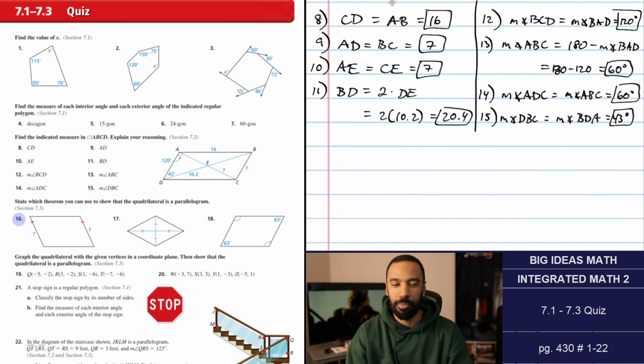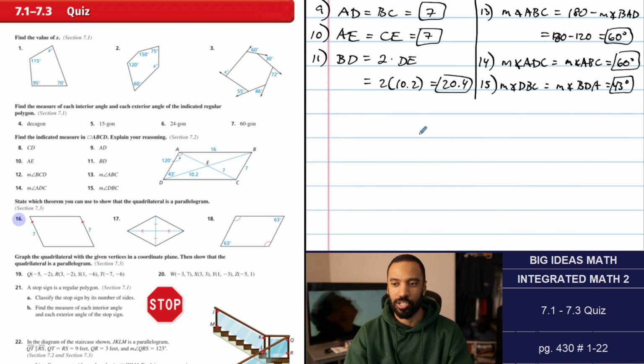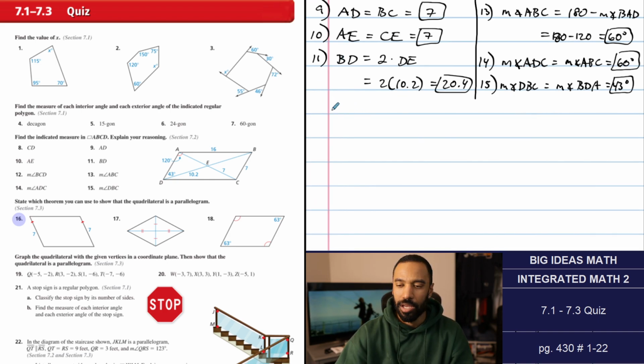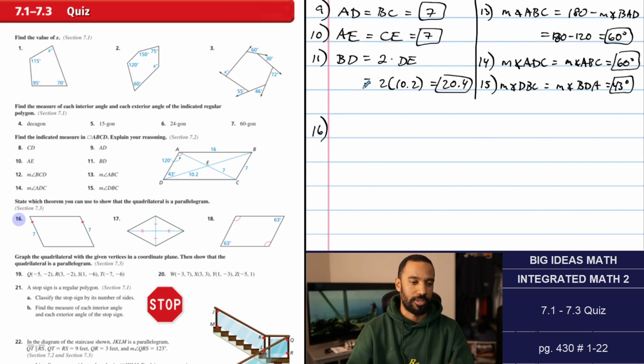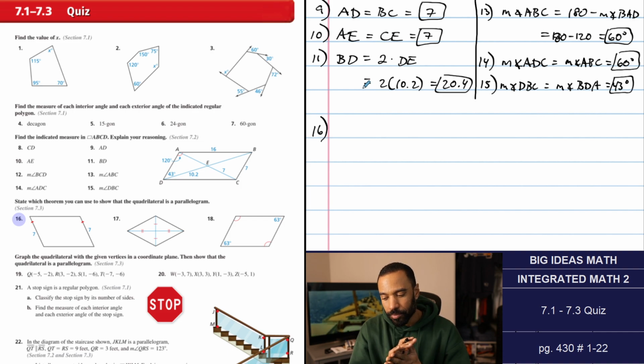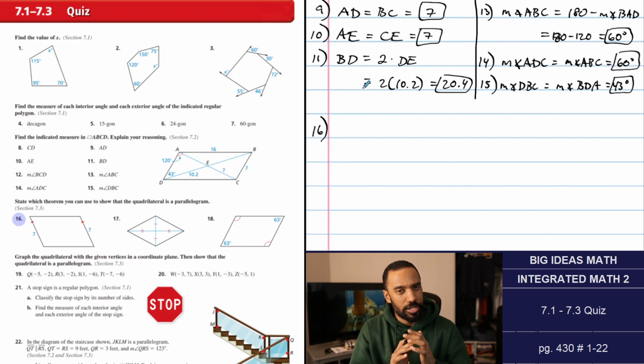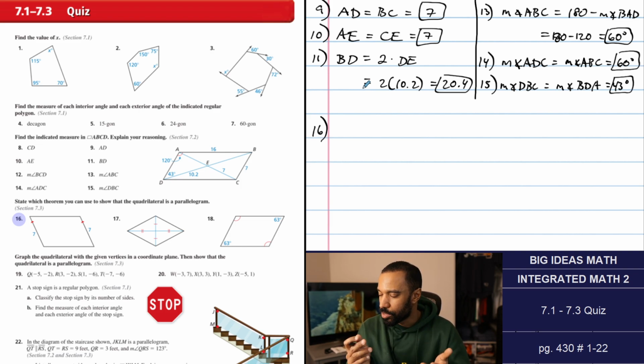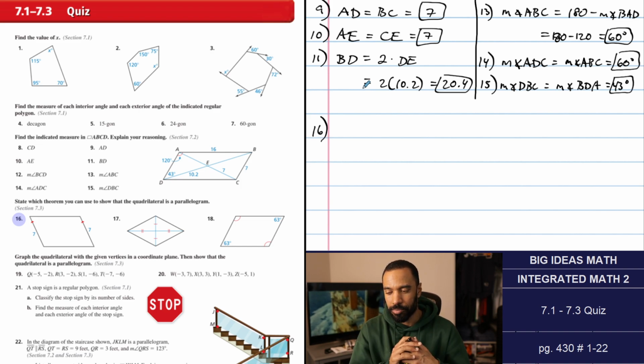Okay, section 7.3. It's more on parallelograms, and the kinds of questions that they ask can be different. State which theorem you can use to show that the quadrilateral is a parallelogram, number 16. So on number 16, I should know the names, but there are theorems to state. Is this enough information to say it's a parallelogram? What theorem is there? A lot of our parallelogram proofs, properties and theorems are built on proofs, like congruent triangles and stuff.